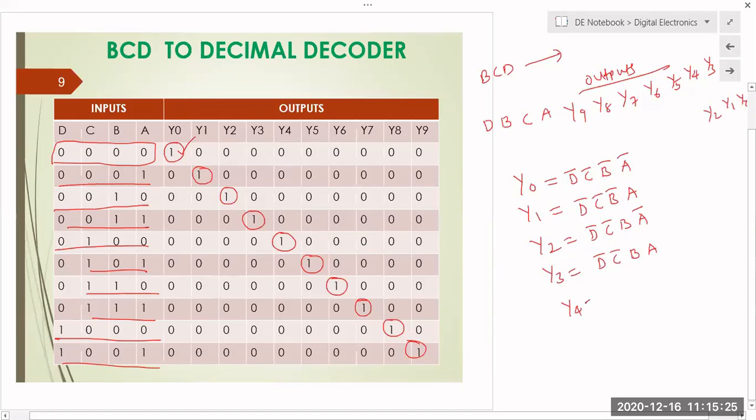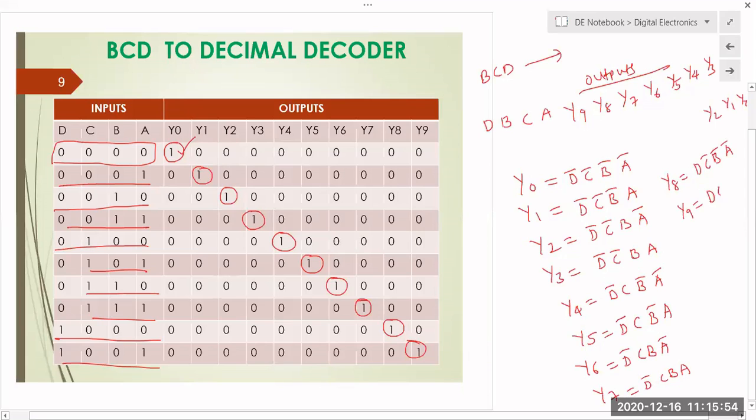Next, what is Y4? D prime, C, B prime, A prime. Y5 is D prime, C, B prime, A. Y6 is D prime, C, B, A prime. Y7 is D prime, C, B, A. And next, Y8 is D, C prime, B prime, A prime. And Y9 is D, C prime, B prime, A. Correct, right? So these are the total 10 expressions, 0 to 9. Clear, right?